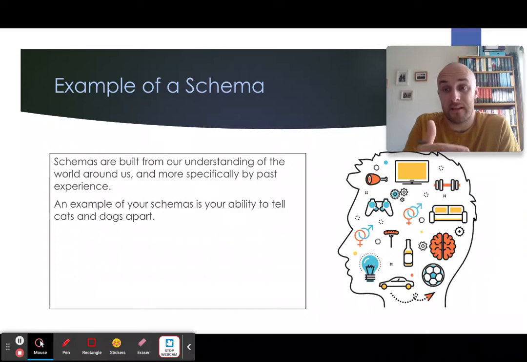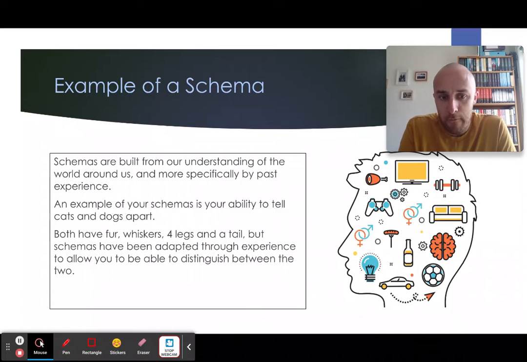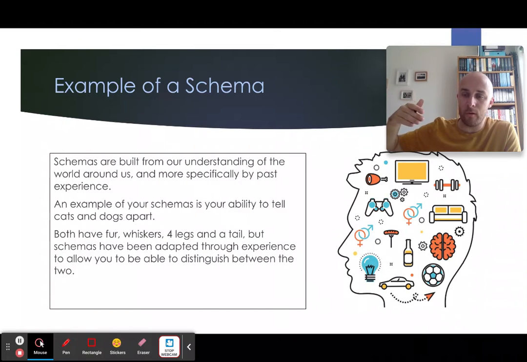You were either introduced to cats first or dogs first, possibly both, although maybe not. So both have fur, both have got whiskers, both got 4 legs and a tail, but you've adapted your schemas over the years to be able to identify differences between them and thus know when a creature comes up to you that you've never seen before.